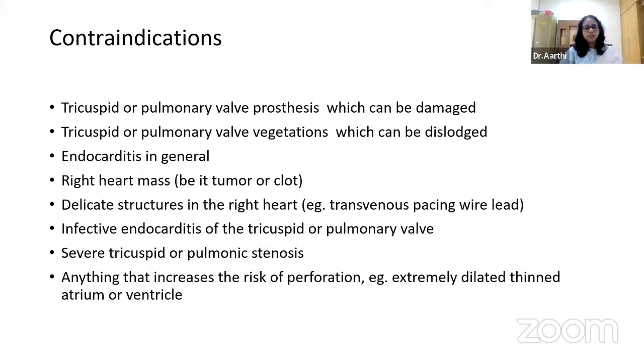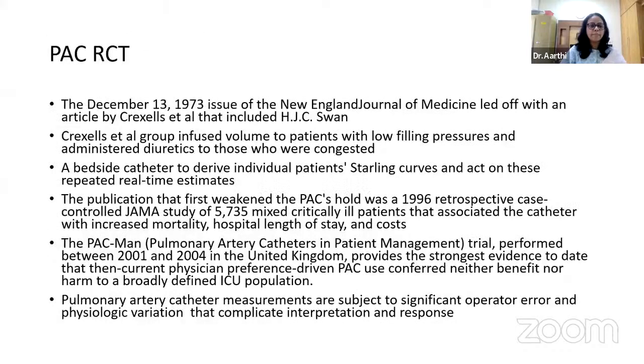So what are the contraindications for pulmonary artery catheters? As is obvious, on the right side of the heart, where there is a tricuspid or pulmonary prosthesis, or vegetations and endocarditis in general, and where there is a mass in the right side of the heart, and delicate structures in the heart, for example if the patient is already having a transvenous pacing, and patients with severe tricuspid or pulmonary stenosis, and also an extremely thinned atrium or ventricle. So these are all the contraindications wherein we are unable to use a pulmonary artery catheter.